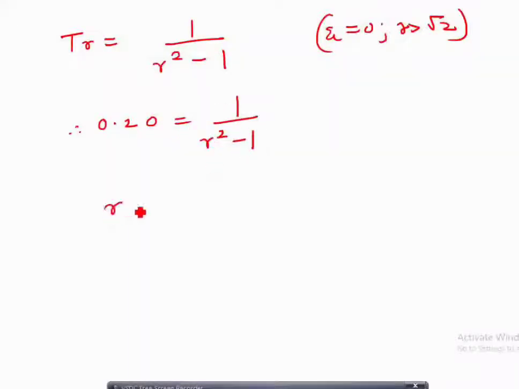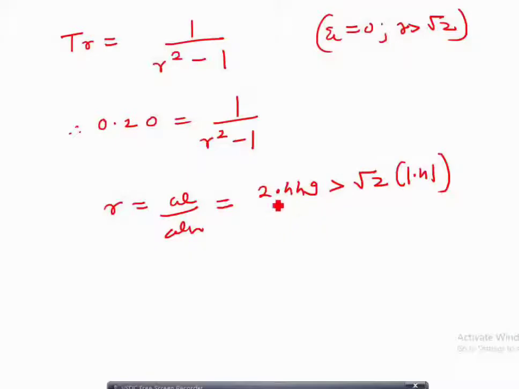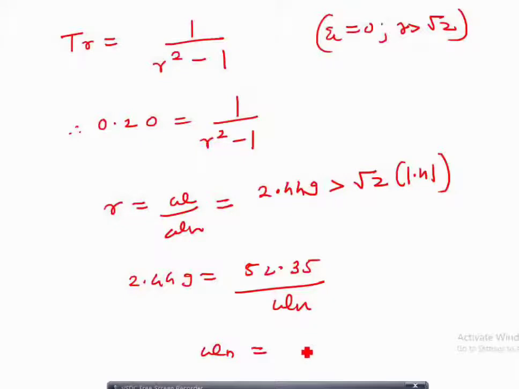So we are getting r is equal to omega by omega n is equal to 2.449, which is greater than root 2, that is 1.41. So my relations are correct. So once you get r, you know what is omega. So r is nothing but 2.449. Omega is 52.35. So from this I am getting omega n, and I will calculate omega n as 21.37 radian per second. Now this is again a very simple problem.